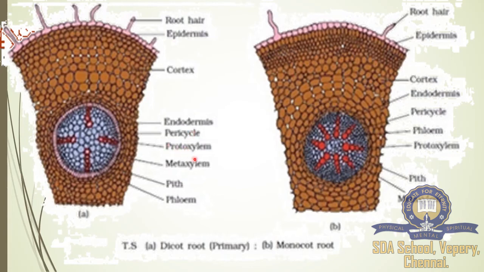The difference is in the position of phloem and xylem. Here many phloem and xylem are present, but here we have only a few. This is the difference between the monocot and dicot root. So all the parts are the same, and only the inner structure is different for the monocot and dicot root.